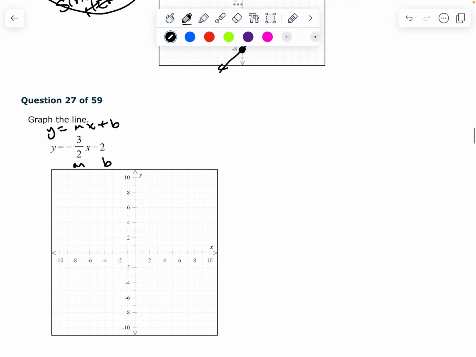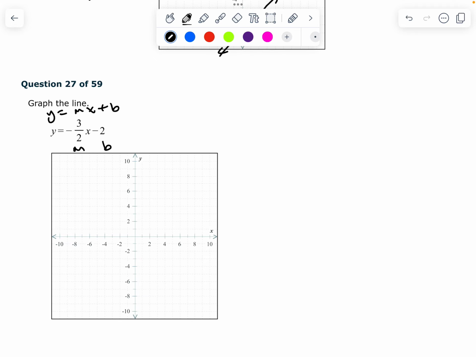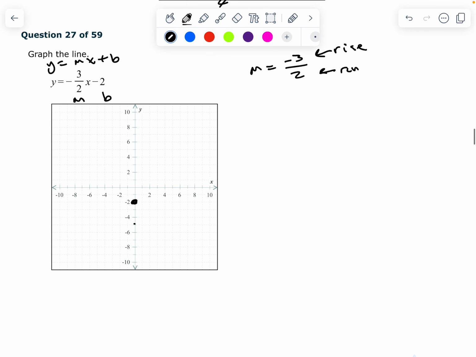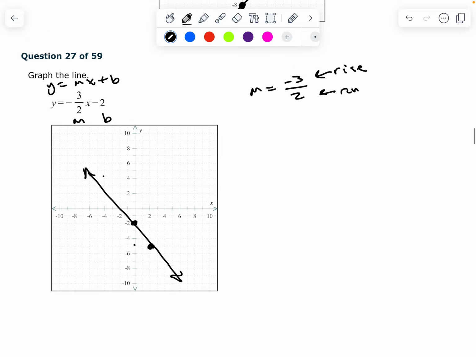Same thing, I've got it labeled, y equals mx plus b. B is negative 2. The m is negative 3 over 2. That's our rise over run. So I need to rise negative 3 and run 2. So that's down 3 over 2. Again, a sanity check. If we put a car on here, it'd be going downhill, right? A negative slope. It's going downhill.